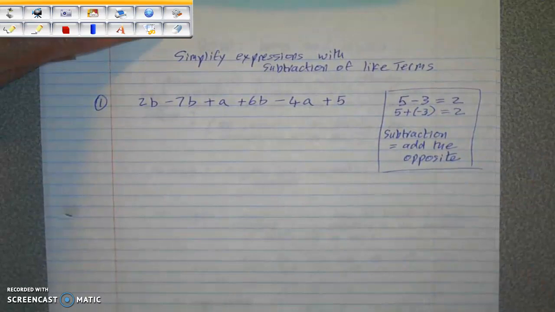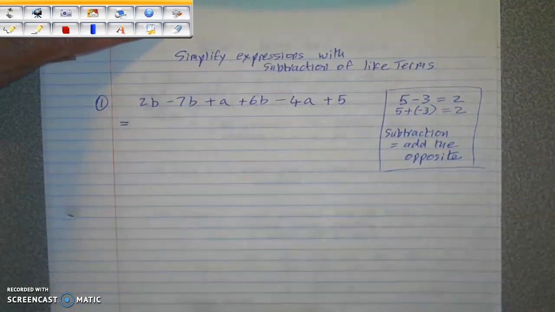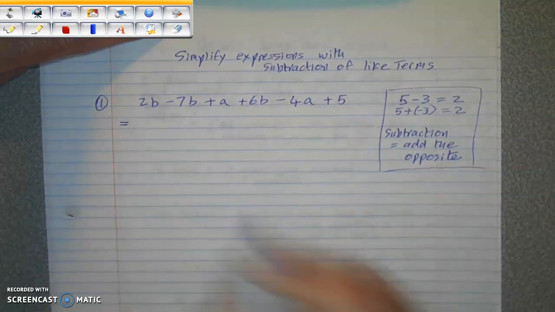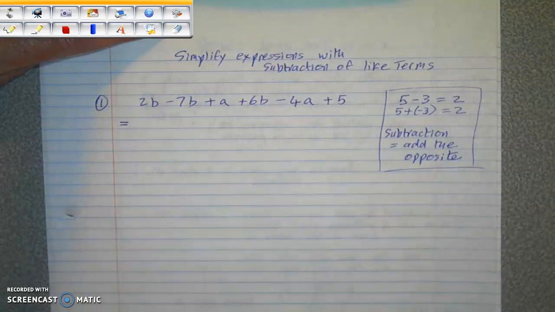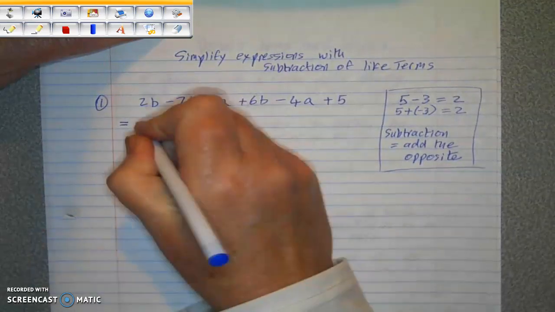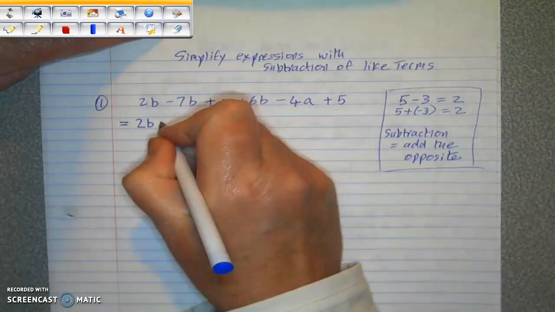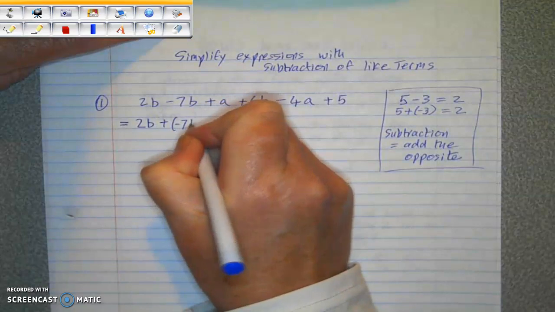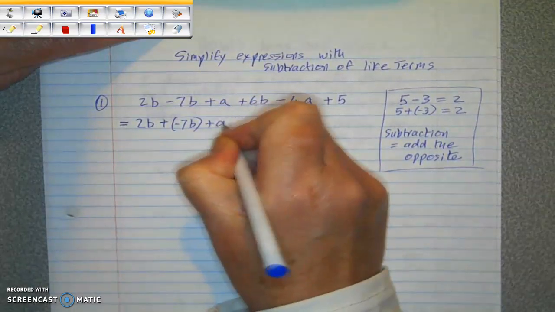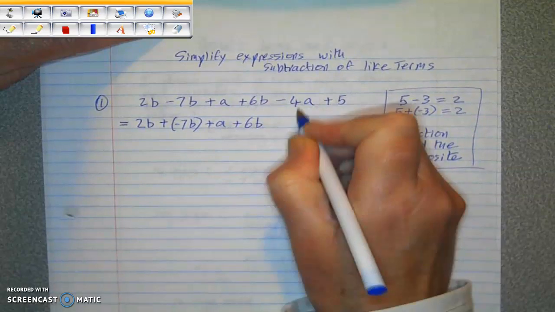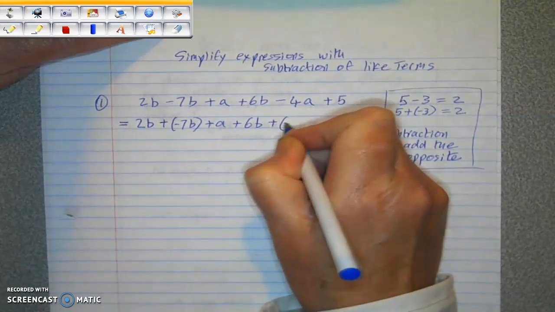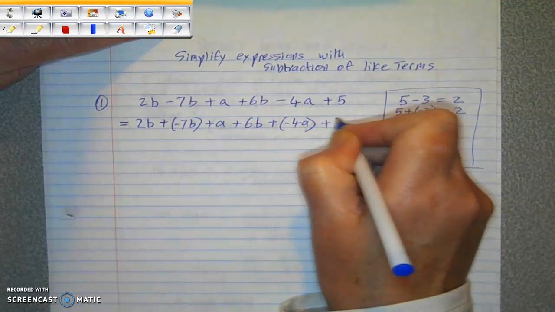Okay, so an approach that you can use for adding and subtracting like terms is that you can change the subtracting to adding the opposite, and then you're just adding the terms together. Let me show you. So this is 2b. Instead of this being subtract 7b, you can add negative 7b, plus a, plus 6b. Instead of subtracting 4a, you can add negative 4a, plus 5.